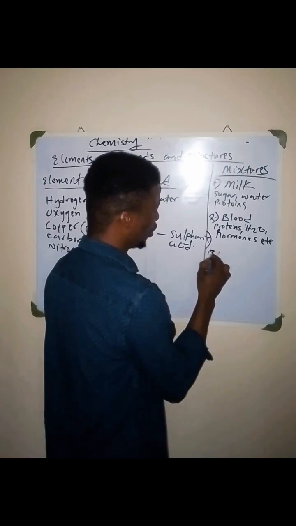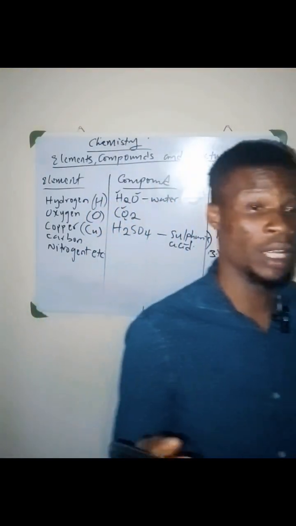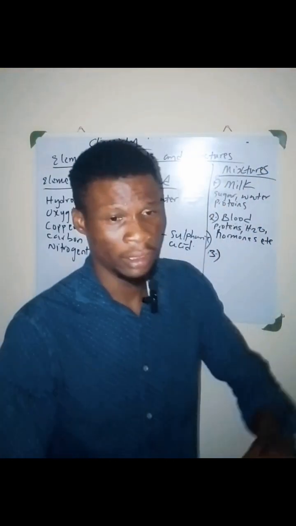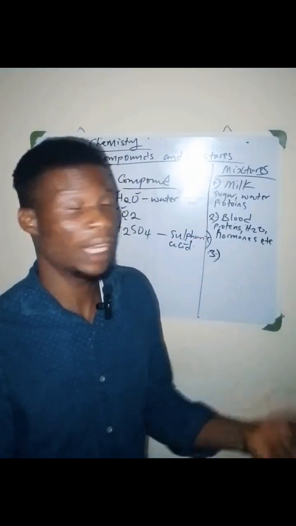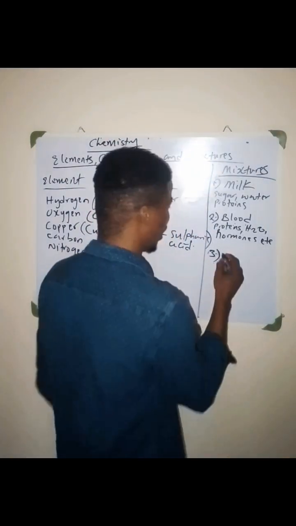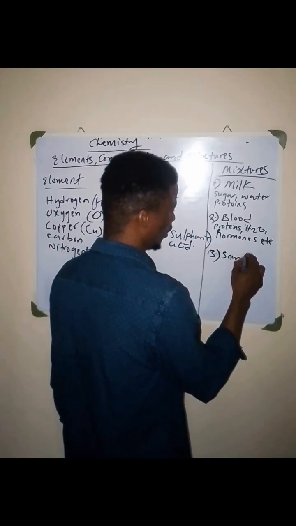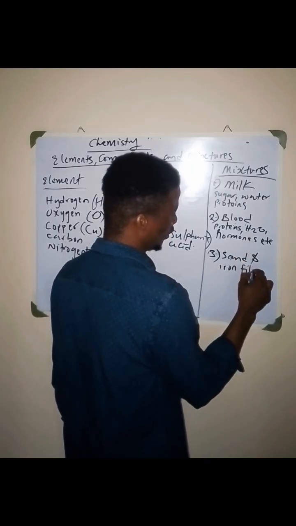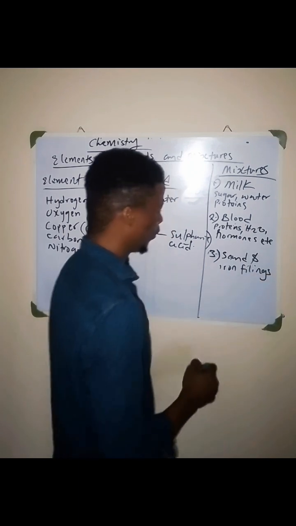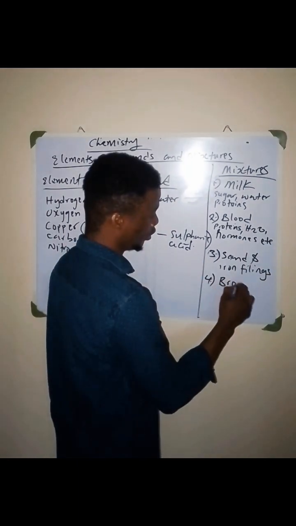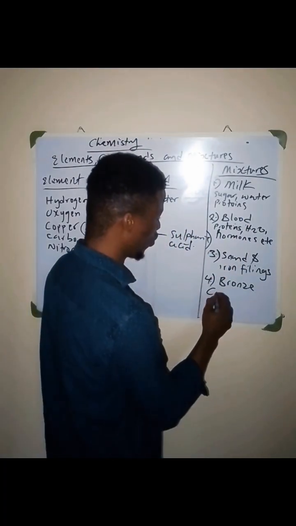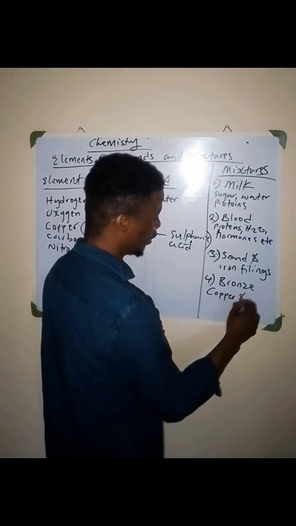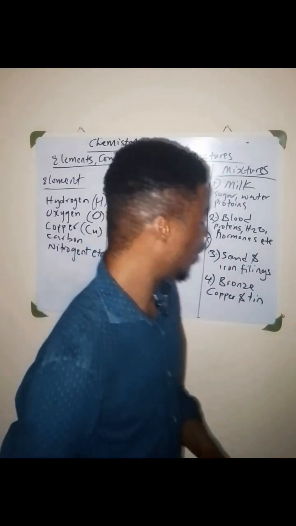Another example of a mixture is a mixture of sand and iron filings. That is a mixture. Another example of a mixture is bronze. Bronze is an alloy. It is a mixture of copper and tin. So you can write down other examples of mixtures in the comment section.